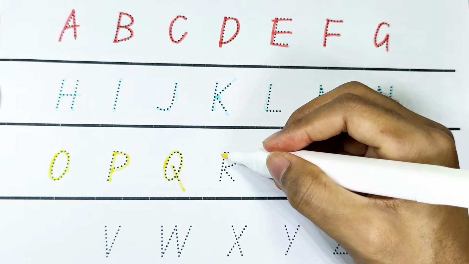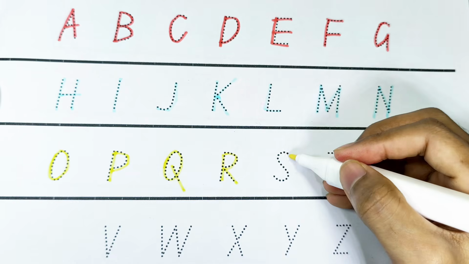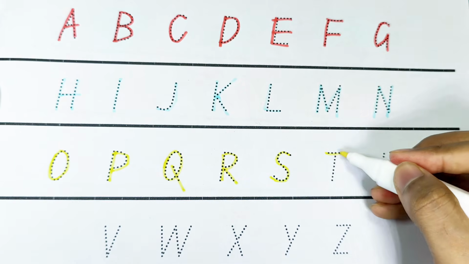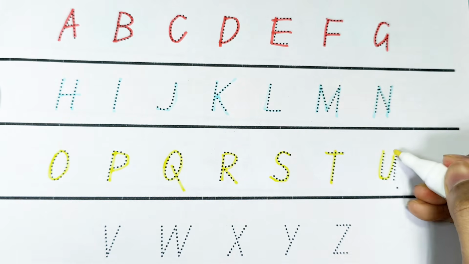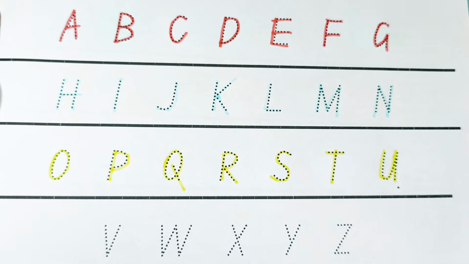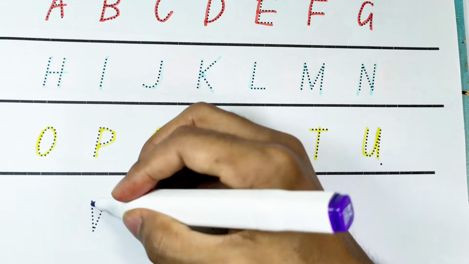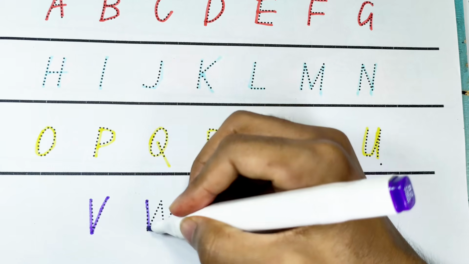Q for queen. The next one is R for rose, R for rice. S. The next one is T for tiger. U for umbrella. The next one is V for van, exactly.